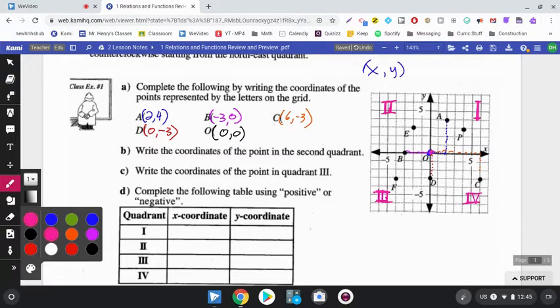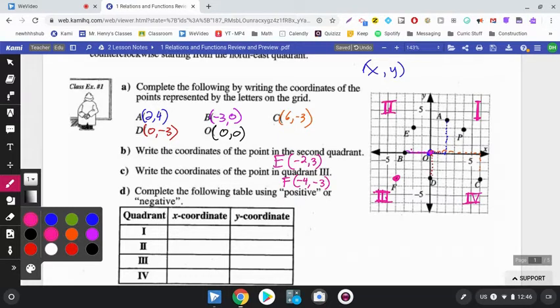What coordinates are in the second quadrant? Well, quadrant 2 is over here. That would be E. I'll just write E. Oh, never mind, we haven't done E. So that's negative 2, comma, 3. Quadrant 3, well, that's F, which is backwards 4, so negative 4, and then down 3, so negative 3.